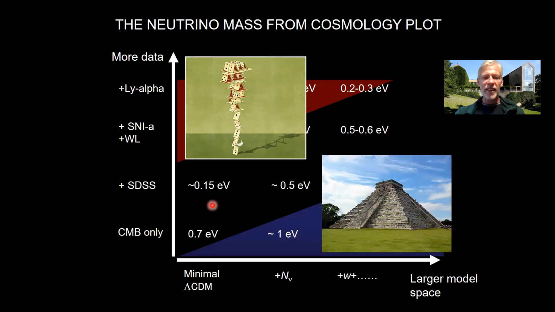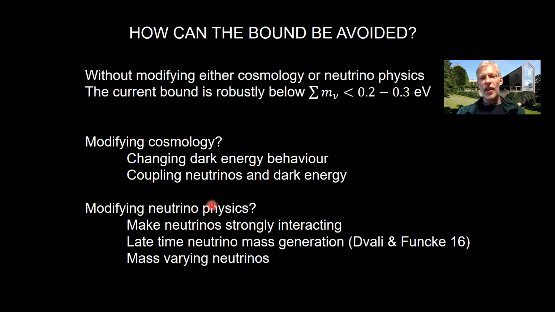And right now, that leads to this constraint in the, say, maybe 0.1 to 0.3 electron volts range. Now, of course, there are always ways to get around such a mass bound. You can change cosmology in various ways. Like I said before, you can fiddle around with cosmology, you can change the dark energy behavior and so on. You might couple, for example, neutrinos and dark energy.